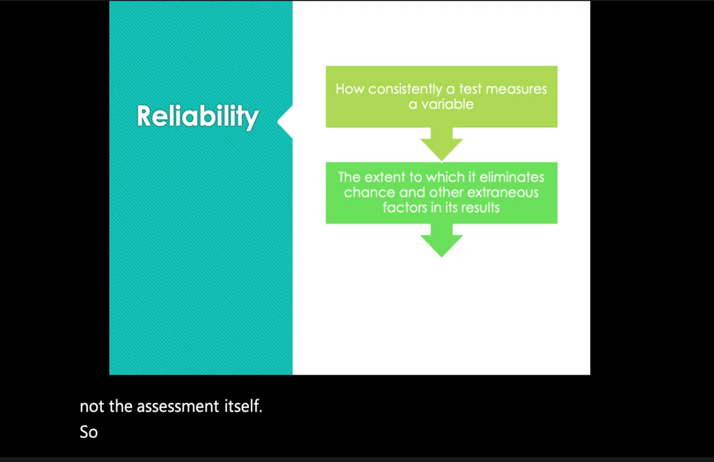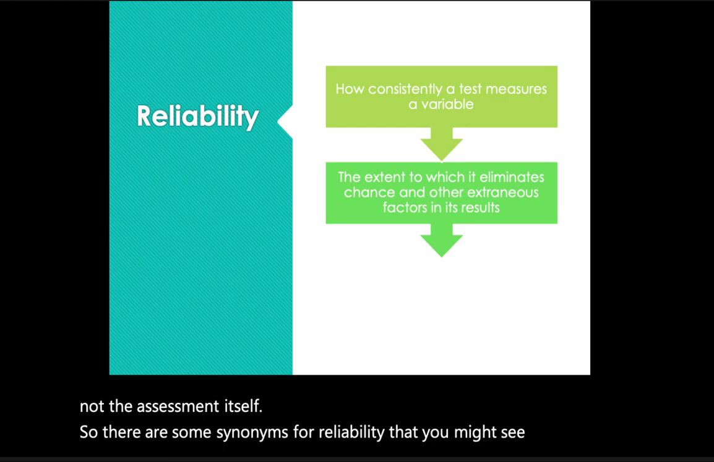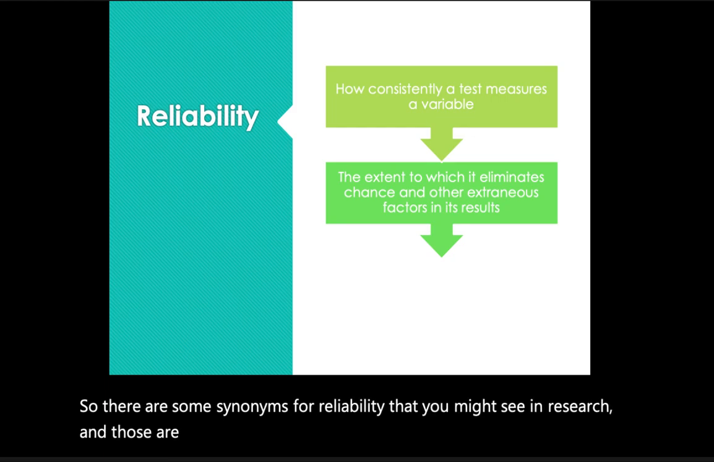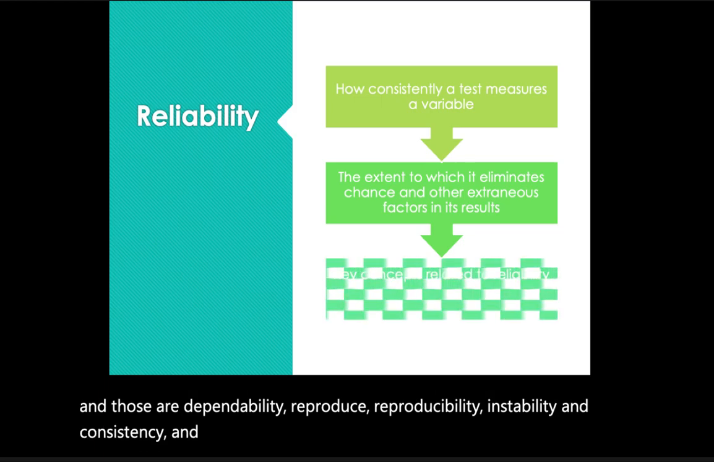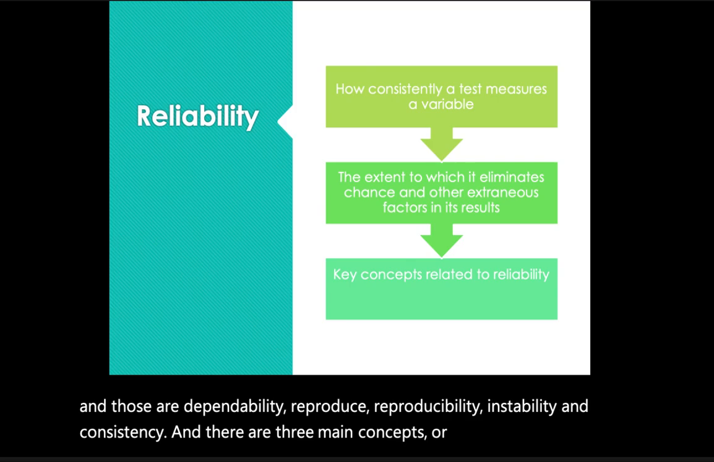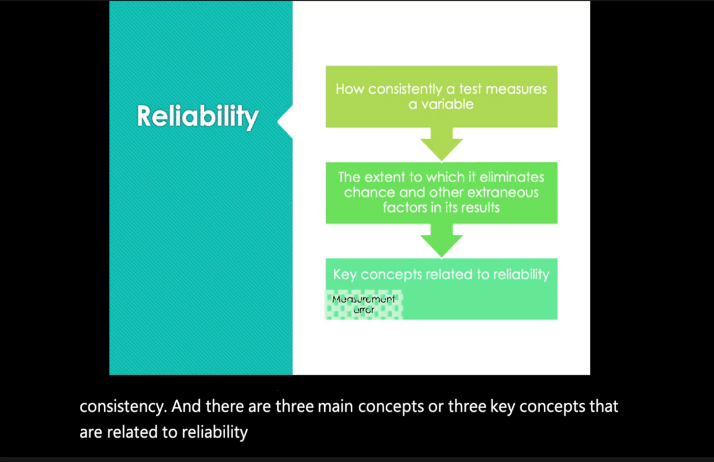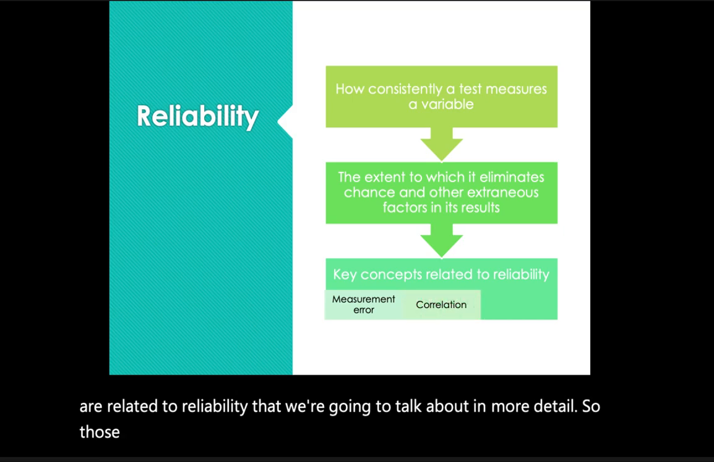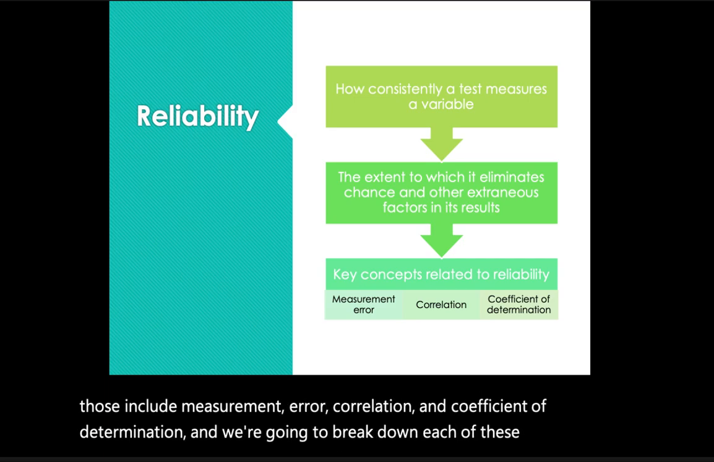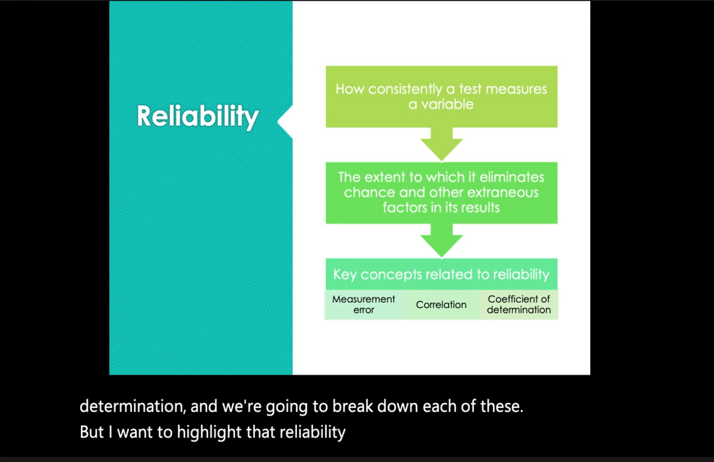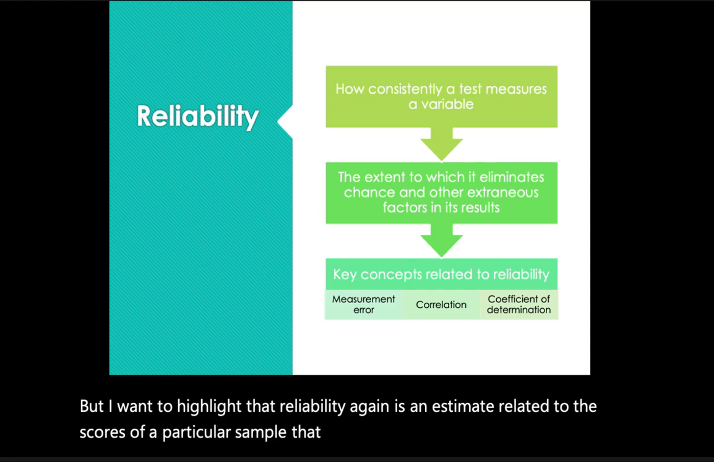So, there are some synonyms for reliability that you might see in research, and those are dependability, reproducibility, instability, and consistency. And there are three key concepts related to reliability that we're going to talk about in more detail. Those include measurement error, correlation, and coefficient of determination. And I want to highlight that reliability, again, is an estimate related to the scores of a particular sample that we are assessing, and not about the assessment itself.